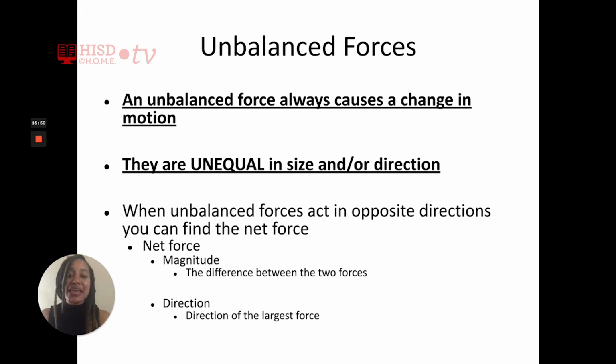I know that's a lot to take in, but the key to remember here is that unbalanced forces cause a change in motion. So I'll give you 20 seconds to fill in the third section of your foldable before we move on. Down to your last 10 seconds, you want to write down that unbalanced forces cause a change. They're unequal in size and direction. And now down to your last 5. Let's continue.